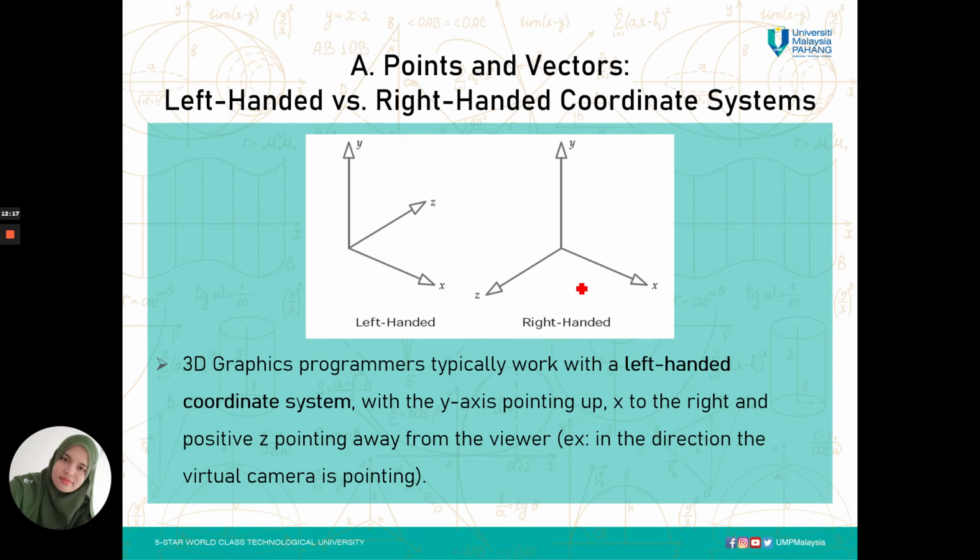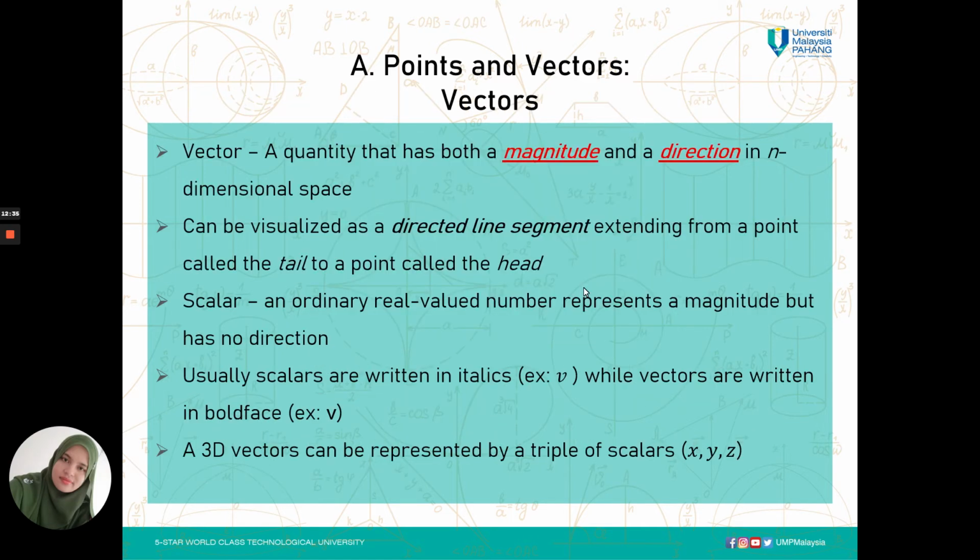For example, like this one. For right-handed, maybe the Z is pointing forward. But for left-handed, the Z is pointing far away from the viewer, backward. Right, that is about left-handed and right-handed.